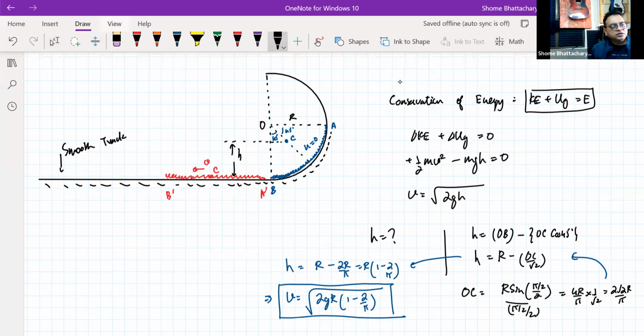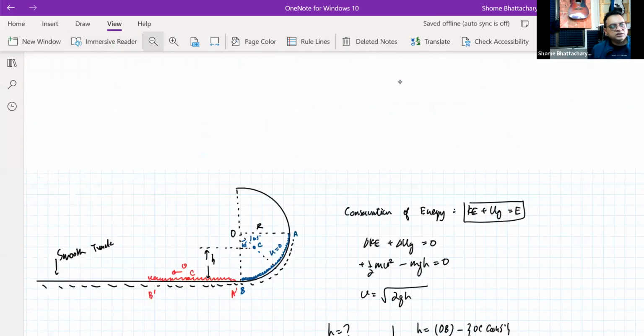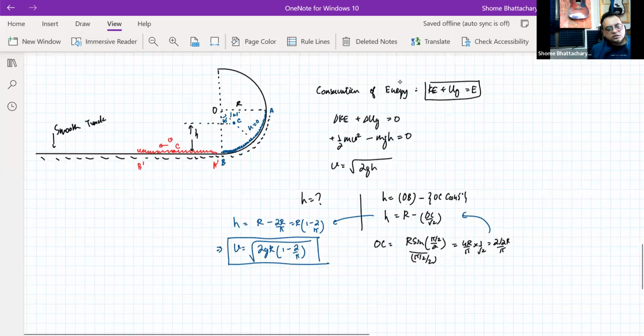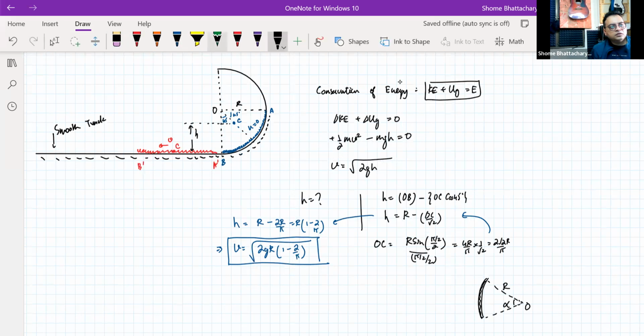So this formula is also pretty important, the one we have used here, the general formula for the position of the center of mass of a circular arc. We have a thin circular arc which is subtending an angle alpha at the center of curvature O. Then the center of mass lies on the angular bisector at a distance such that OC is given by this formula. So this is a pretty useful formula also.